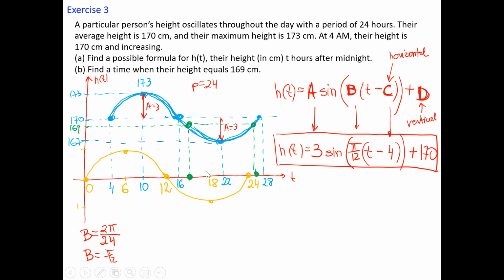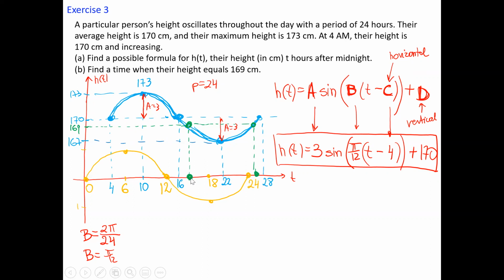We may estimate that it will happen between 16 hours after midnight, which is 4 p.m., and 6 p.m. That's quite an accurate graph. The other time that will correspond to 169 centimeters happens after midnight, but before 4 a.m., because 28 represents again 4 a.m., a cycle of 24.